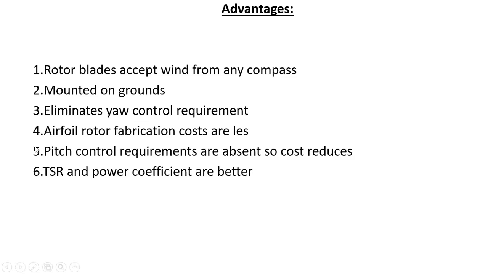And the second one: these are mounted on the ground. So another added advantage is that this entire machine can be mounted on the ground. So we can eliminate the tower structures and the lifting of huge weight on the machine assembly. Because it can operate close to ground level, the tower structure situated from the ground will be reduced.